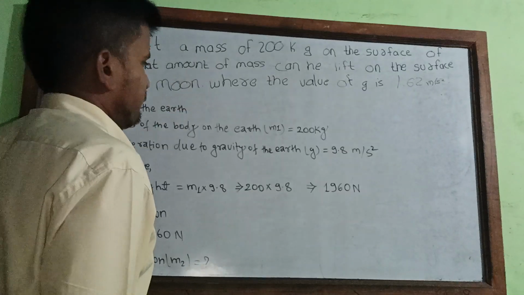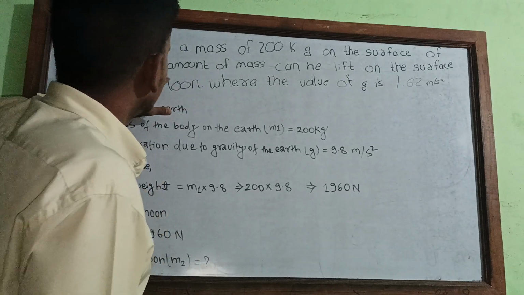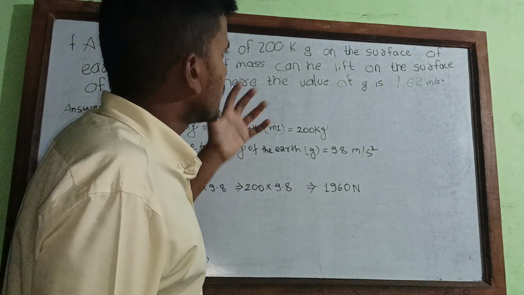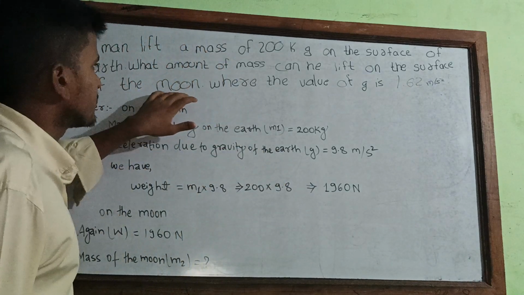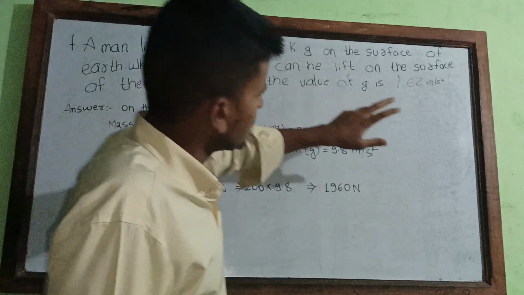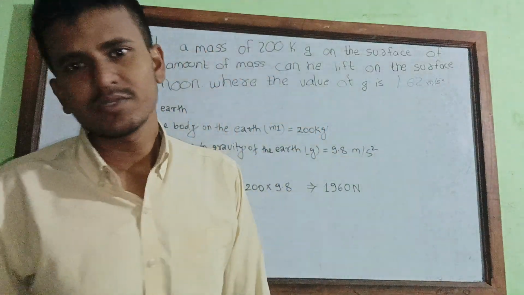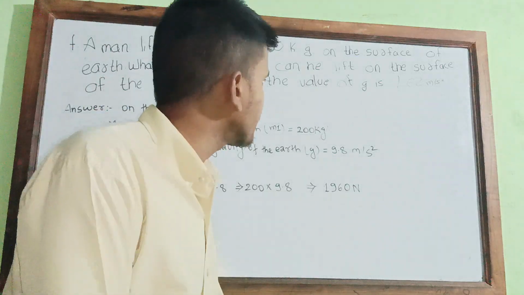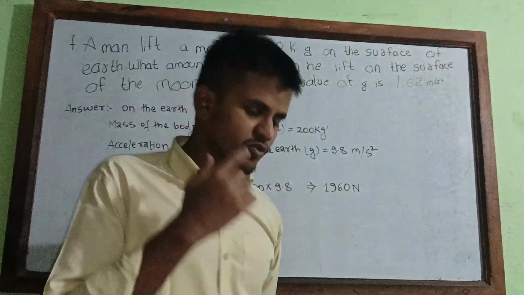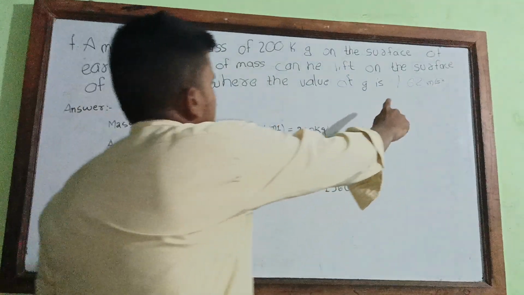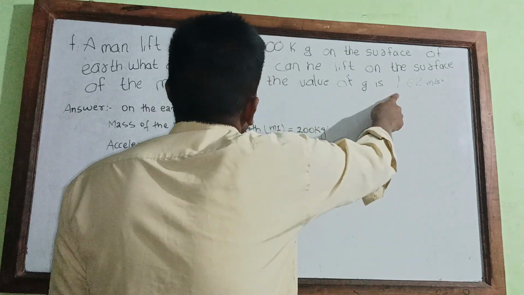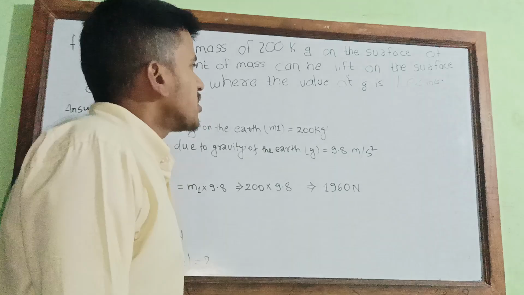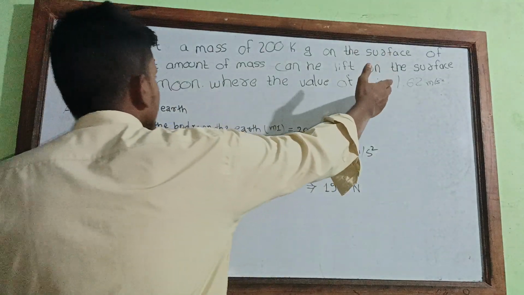So what is the other thing? What amount of mass can he lift on the surface of the moon, where the value of g is 1.62 meter per second square? Now it is also the value of g, where? On the moon. So on the moon this is the value.